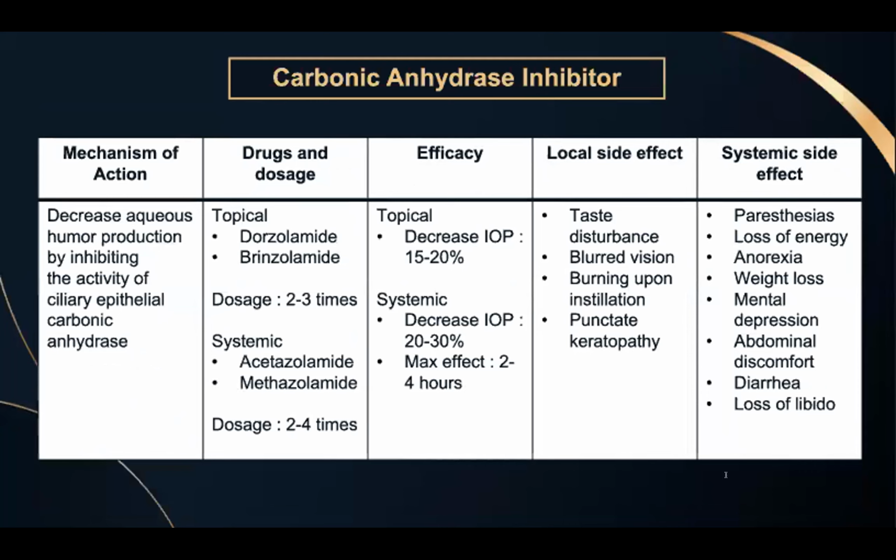Carbonic anhydrase inhibitor. The enzyme carbonic anhydrase is present in many tissues such as corneal endothelium, iris, and retinal pigment epithelium. Carbonic anhydrase inhibitors inhibit this enzyme and can decrease the aqueous humor production. CAI can be topical and systemic. The topical ones are dorzolamide and brinzolamide, and the systemic ones are acetazolamide and methazolamide.